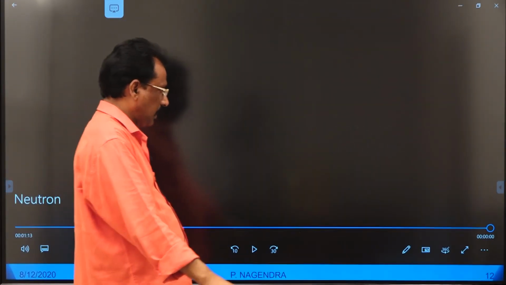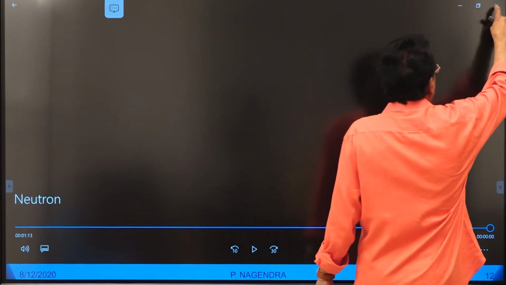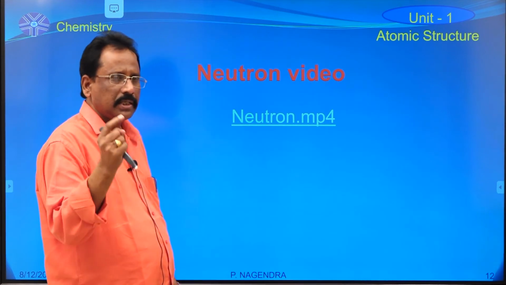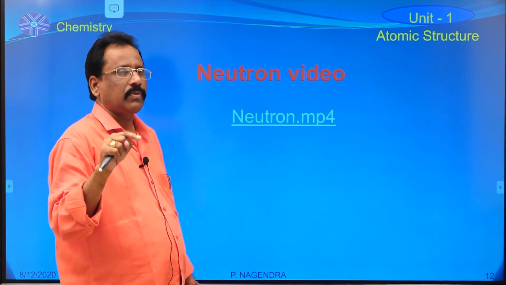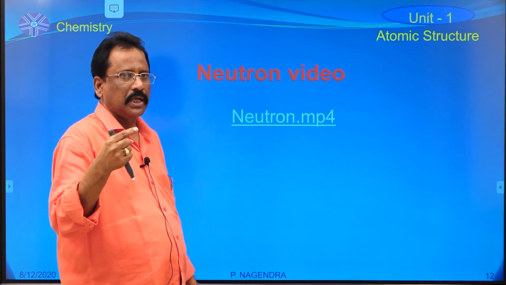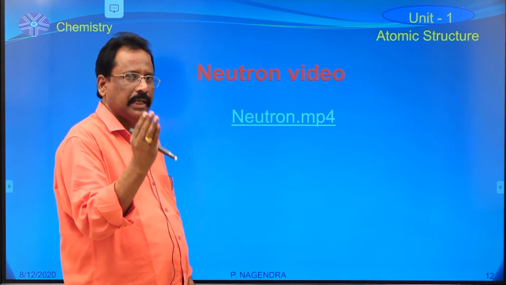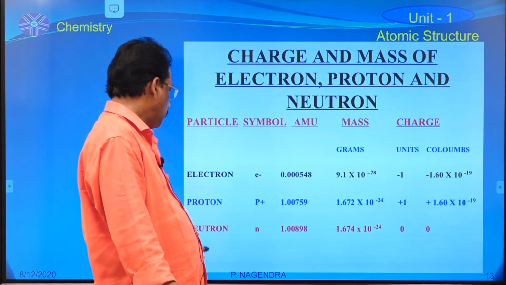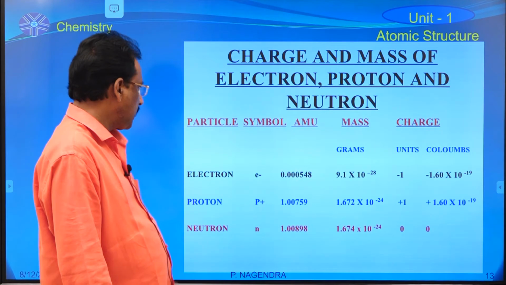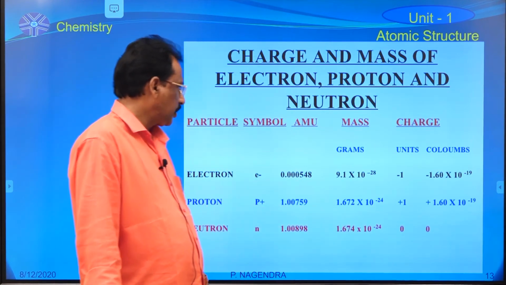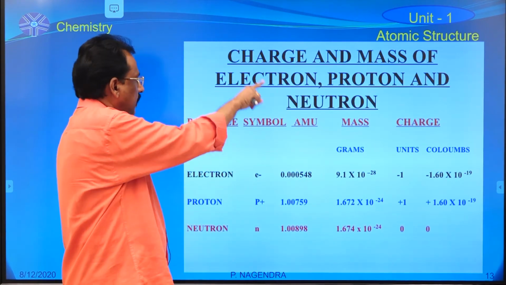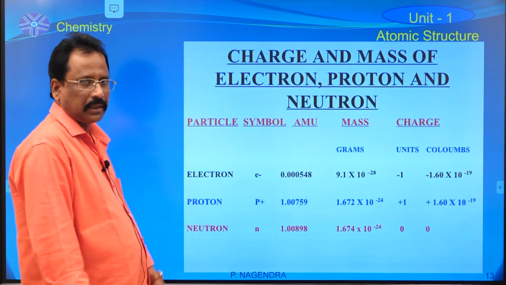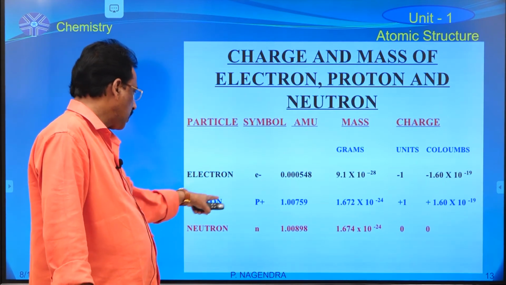So this is about the discovery of the fundamental particle neutron. A very important point is that neutron is a neutrally charged particle. That is why the specific charge of the neutron is 0, but its mass is slightly more than the proton mass, and its value is 1.675 into 10 power minus 24 grams. This slide indicates the symbolic representation of the electron and the symbolic representation of the proton.